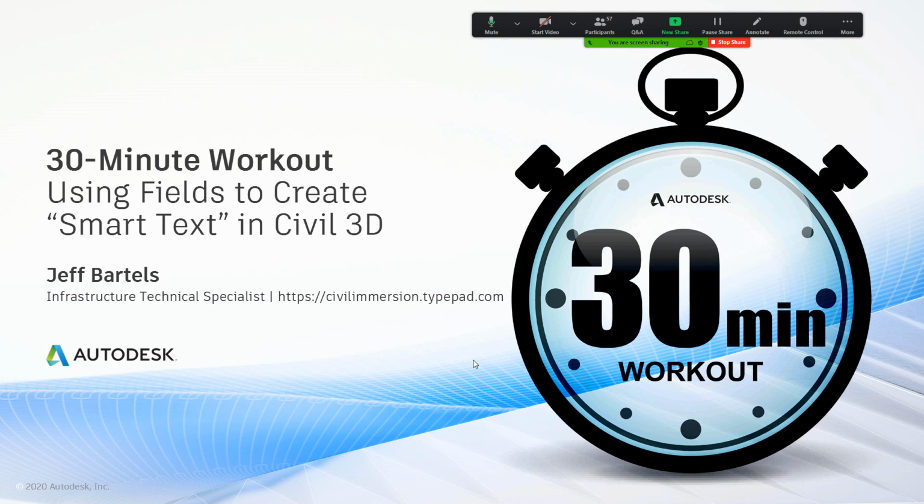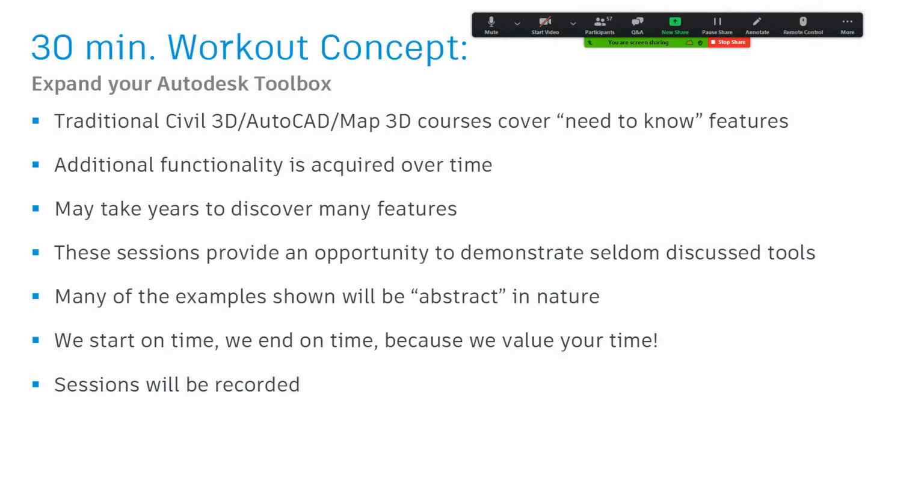In today's 30-minute workout, we're going to look at how we can use fields to create smart text in Civil 3D. Now, if you're unfamiliar with the 30-minute workout concept, I'm sure you'll agree if you've ever taken a Civil 3D course in the past, you know there's never enough time to cover everything that the application has to offer. Typically, during a class, you focus on the need-to-know functionality. What do you need to know to do your job? The other features and tools and workflows are the type of things that you just pick up on your own over a career using the application.